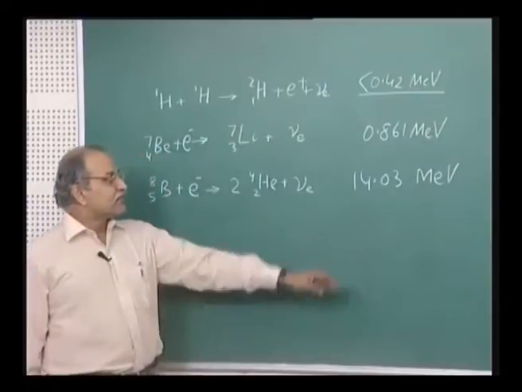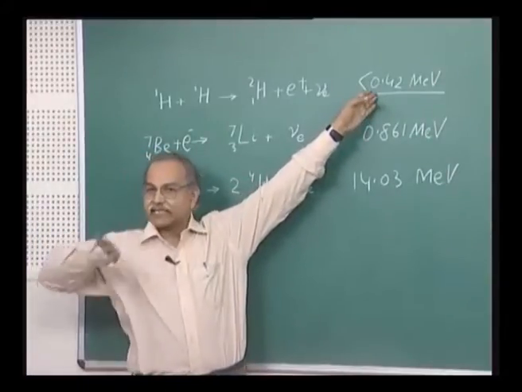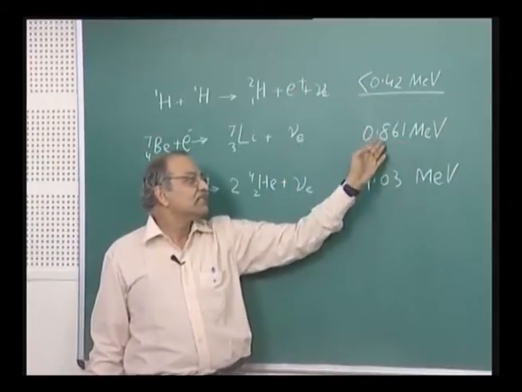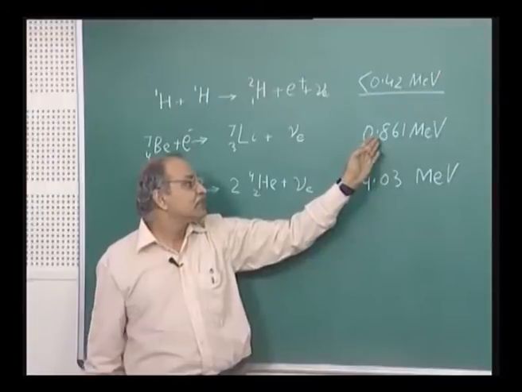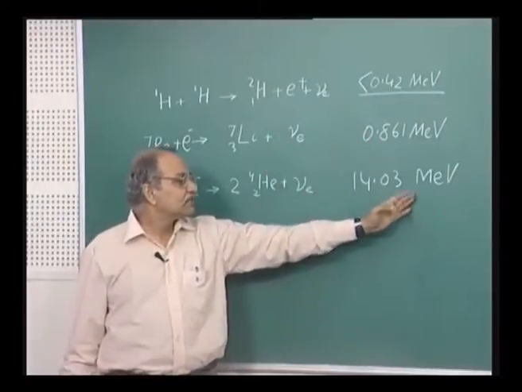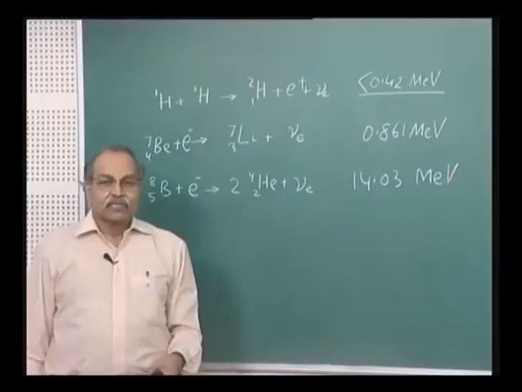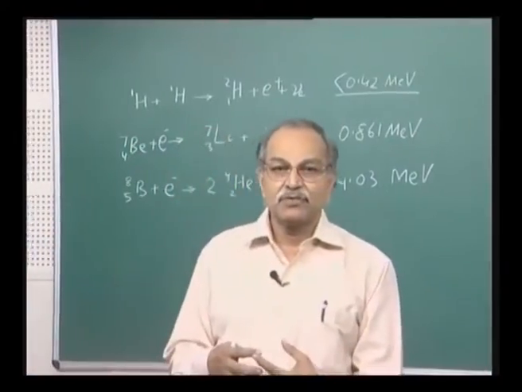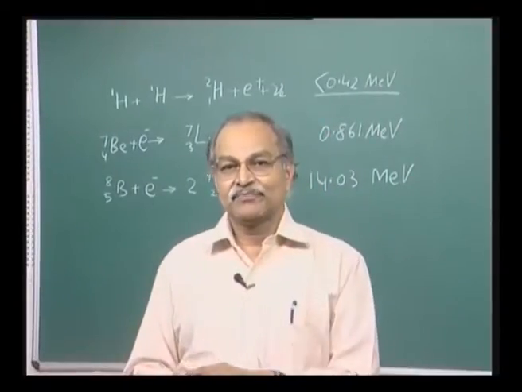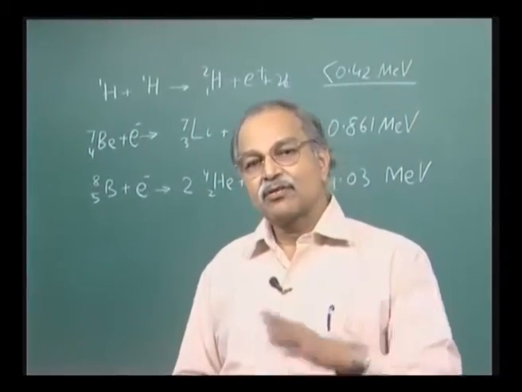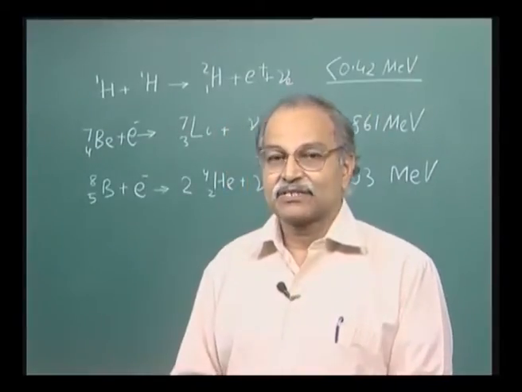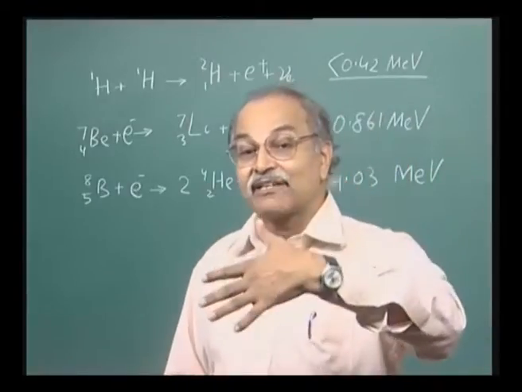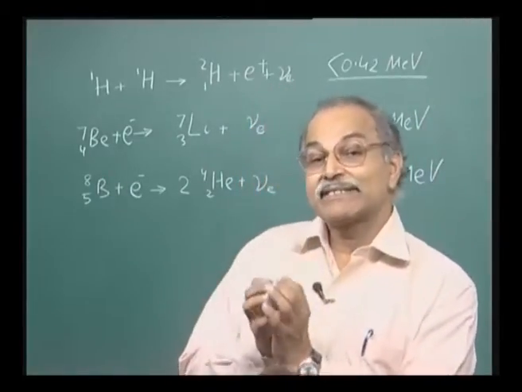So, the ranges are different: 0.42 MeV and less, that is coming from here, and then 0.861 MeV sharp monoenergetic from here, pp2, and 14.03 MeV this. Now, how did people measure it? The first measurement of neutrino, rather antineutrino, was made long back in 1956, some 26 years after this neutrino was conceived.